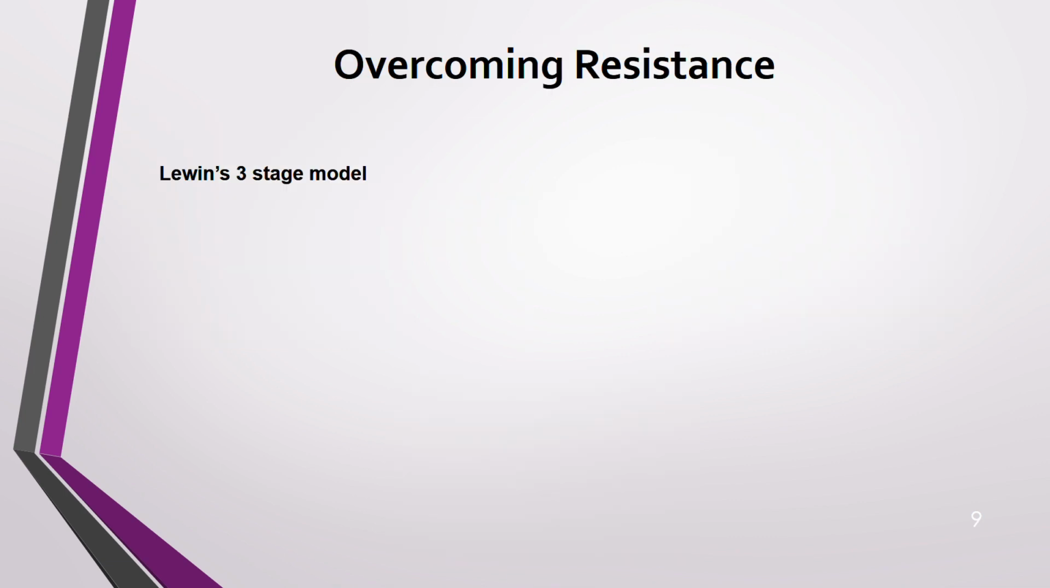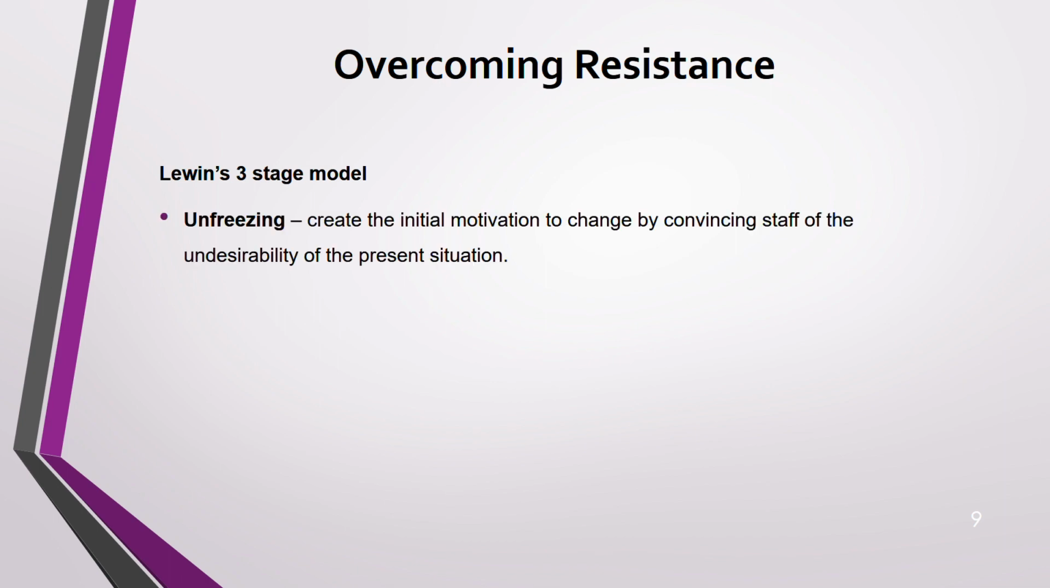Now, how do you overcome that resistance? There's a model that is known as Lewin's 3-stage model. In this model, it is said that there are 3 stages. First is known as unfreezing. What is the meaning of unfreezing? You create a motivation, or you try to convince your staff at this phase why change is important, why the present situation is not desirable. Okay, that is known as unfreeze.